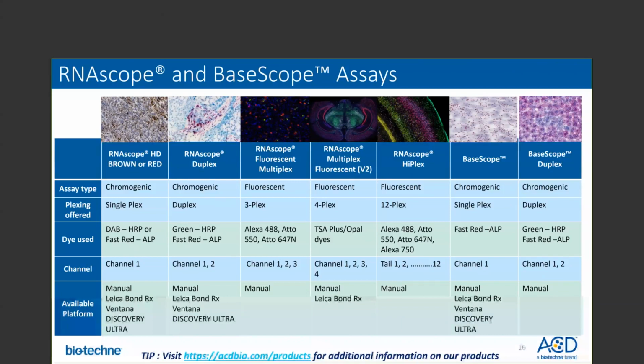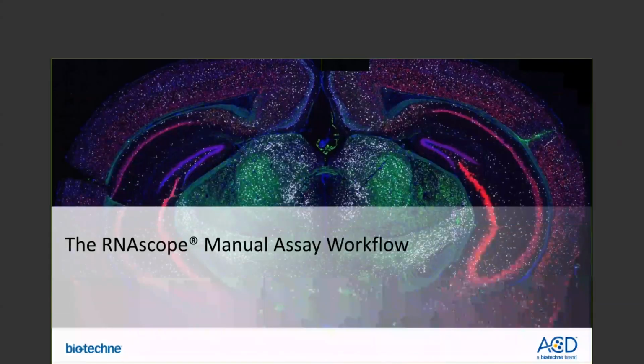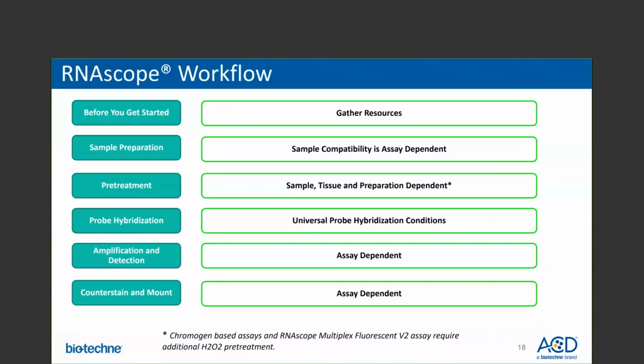Now let's take a detailed look into the RNAscope manual assay workflow. Regardless of the RNAscope or BaseScope assay you are working with, you will follow this general workflow by gathering resources before you get started, preparing your samples, pre-treating your samples to unmask RNA, hybridizing probes, and then amplifying, detecting, counterstaining, and mounting. We will begin by going over the resources you will need to get started.